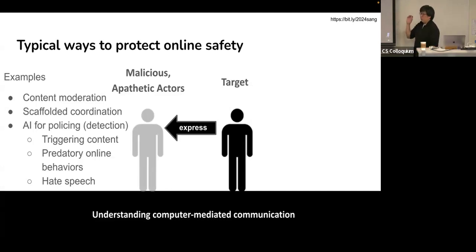But if you think about it, these algorithms are not going to be perfect. There are always going to be false positives, which could, ironically, suppress our expression.